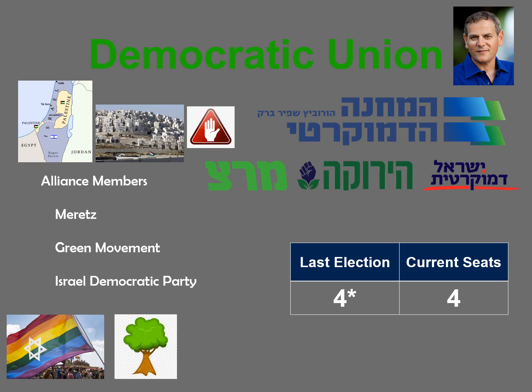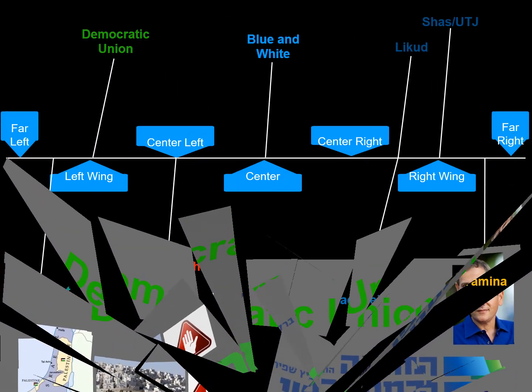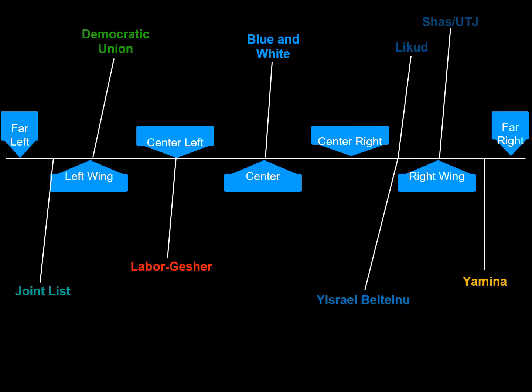Meretz supported Blue and White forming a coalition back in April. The alliance is a left-wing bloc.